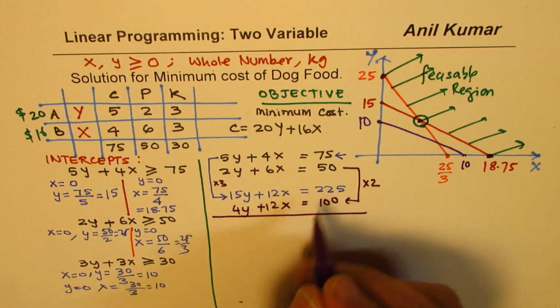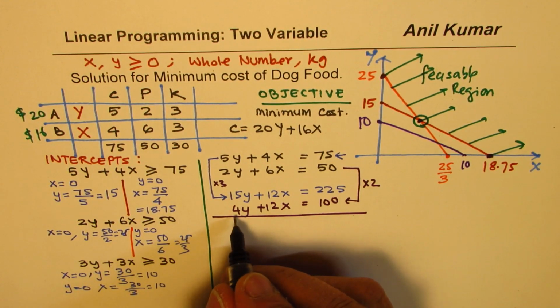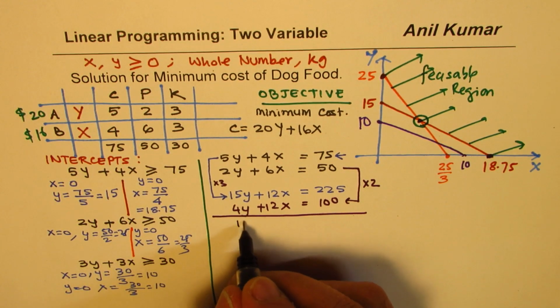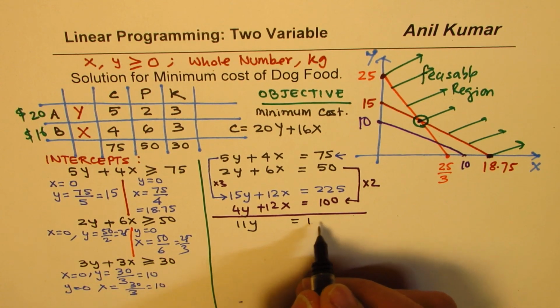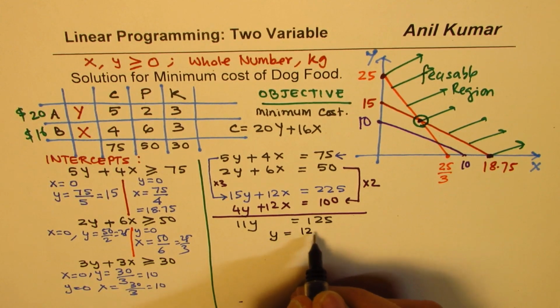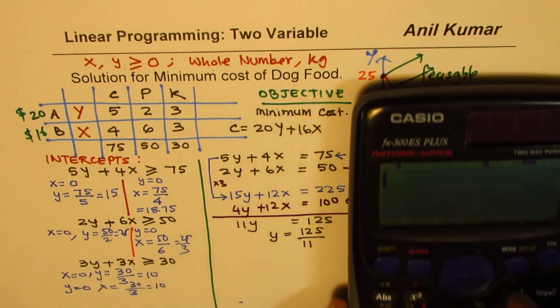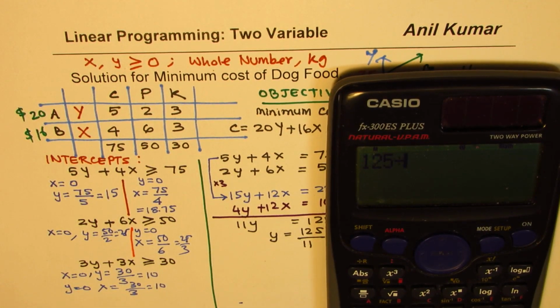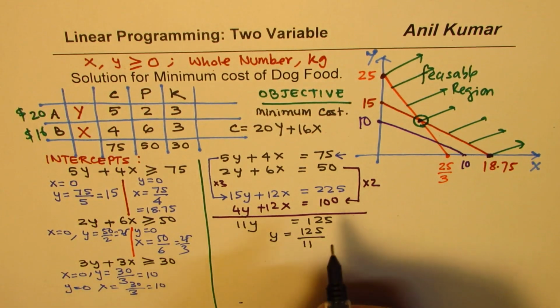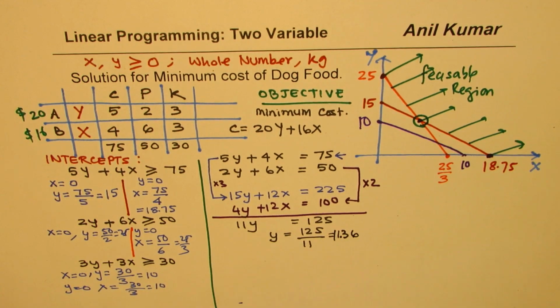And now we'll take away. So we get 15 minus 4 is 11y, and here it is 125. Or y equals 125 by 11, which is slightly more than 11, right? So it is 125 divided by 11, it is 11.36. Okay, slightly more than 11.